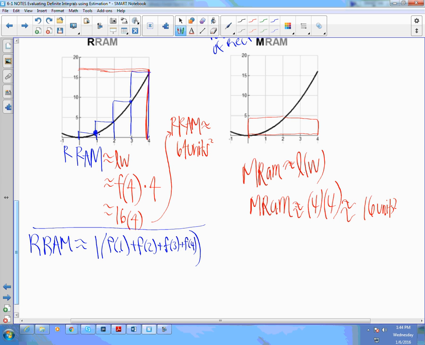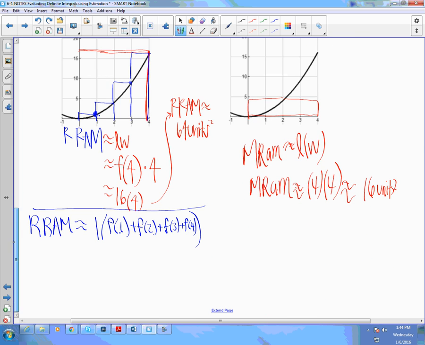If there's a left approximation, which one may we not use? 0, 1, 2, 3, or 4? We're not using 4 because it's on the right side of that last rectangle. We're going to start with 0. We have f of 0, 1, 2, f of 3. Okay? Oops, x squared.